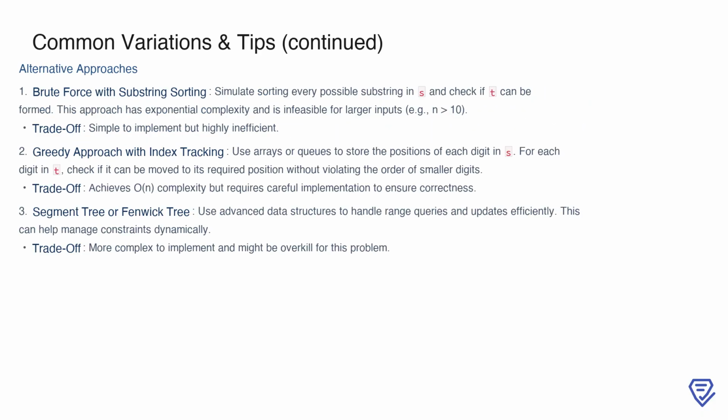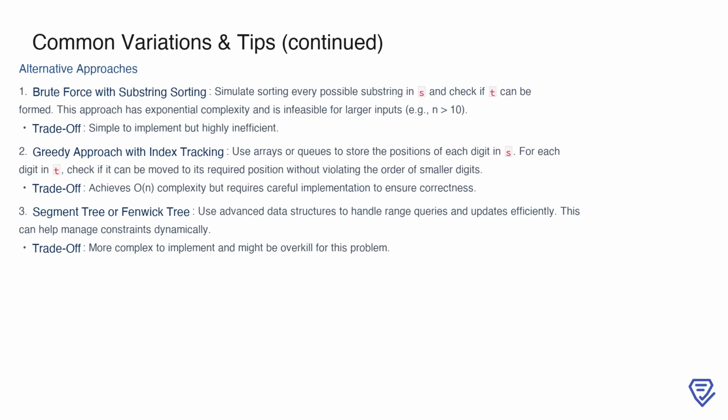Finally, let's compare a few alternative approaches to solving this problem. One option is brute forcing the solution by sorting every possible substring to see if the target string T can be formed. While this method is simple to implement, its exponential time complexity makes it impractical for larger inputs, especially when n exceeds 10. A more efficient approach is a greedy strategy with index tracking.